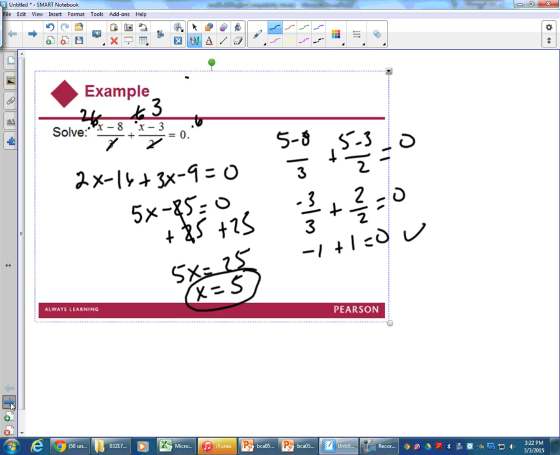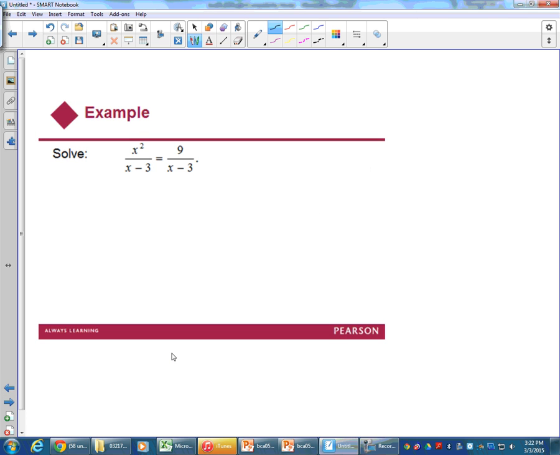Okay, so now let's look at one that's a little bit more complicated. In this one, the denominator is x minus 3 for both of them. So if we multiply both sides by that LCD, x minus 3, it actually cancels out both denominators. So I just get x squared equals 9. Take the square root of both sides. Remember there's two square roots. I get x is equal to positive and negative 3.